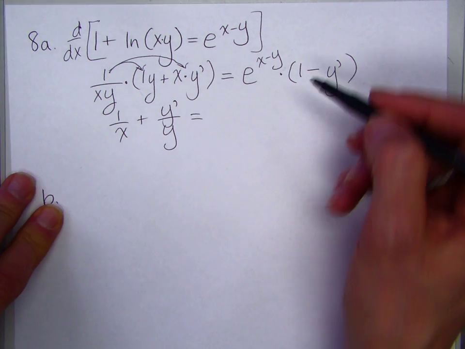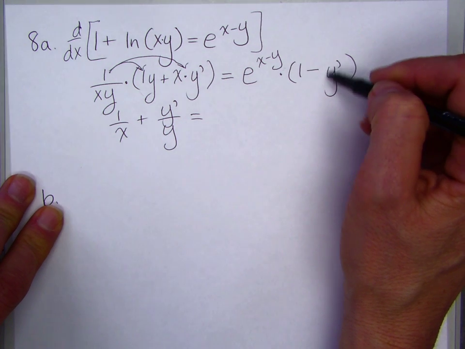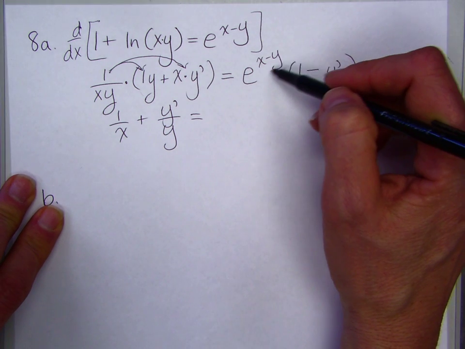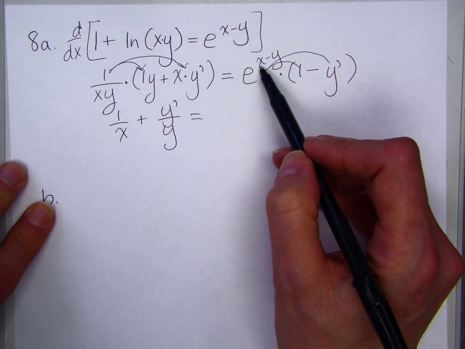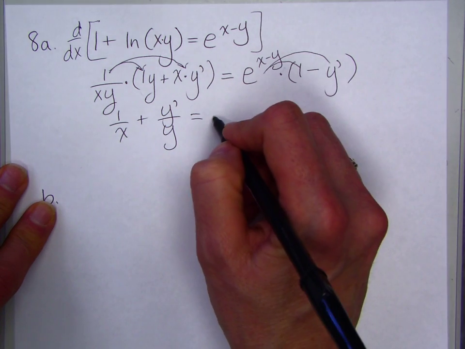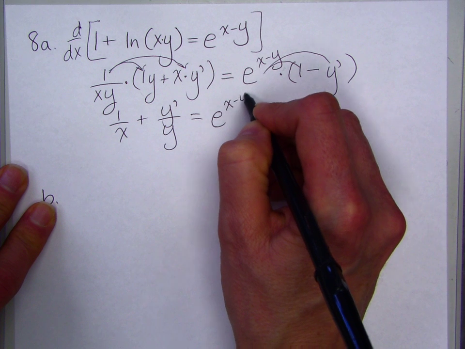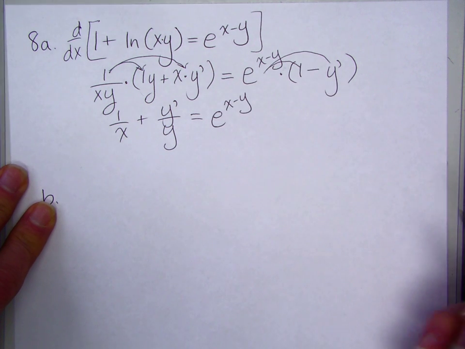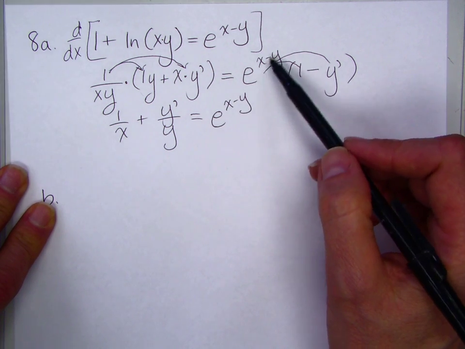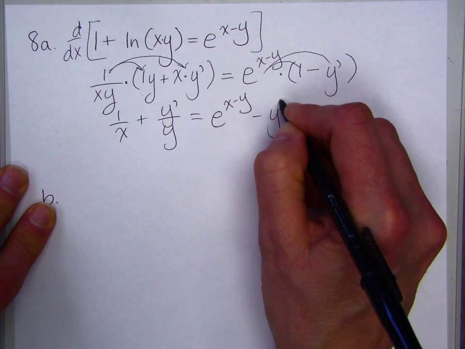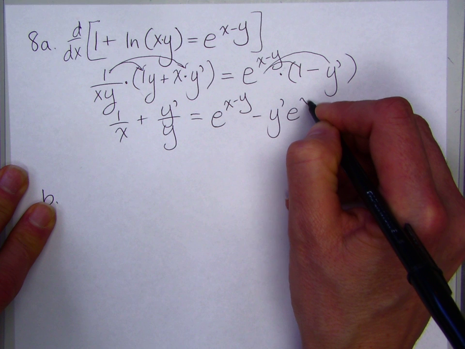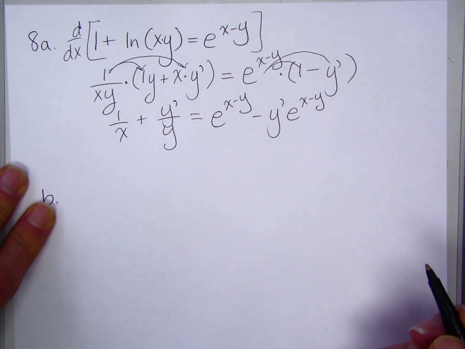And then on this side, I want to distribute also, again, because I'm going to have to get this y prime with the other one. So I want to multiply by this quantity all the way through. e to the x minus y times 1 is just e to the x minus y. e to the x minus y times y prime, I'm going to call that minus y prime e to the x minus y.